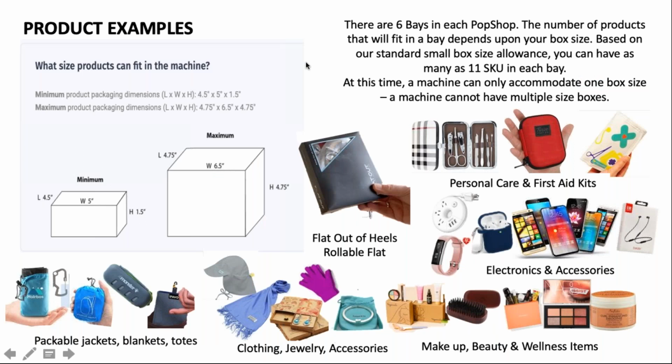Wanted to give you all an example. A lot of people ask what kind of things can be sold in the PopShop in particular. And so these are the dimensions of the minimum package size, and this is the maximum. So here's the minimum, what it looks like approximately, and the maximum. And this is the size of the Flat Out of Heels box, how that looks. So many products can fit inside of this minimum and maximum.